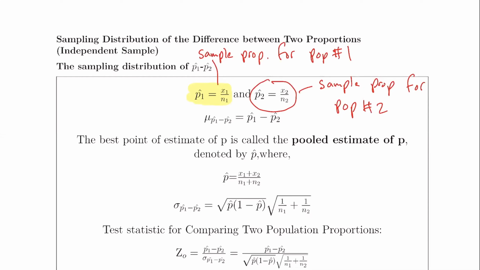Also, there's something called mu of p hat 1 minus p hat 2. In this one, you're calculating the difference of the two proportions. So you're seeing how much of a difference you have between them. So if one of them is 0.5 and the other one is 0.4, if you subtract them, 0.5 minus 0.4, you get 0.10, and that will be your answer.